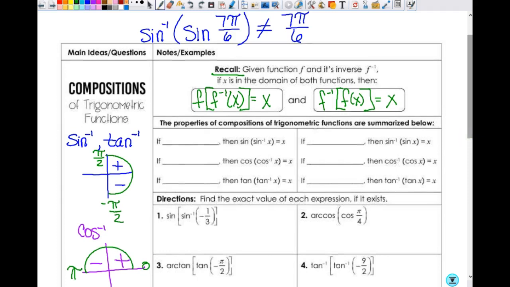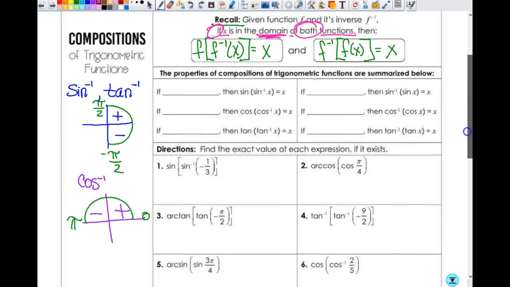However, look at what I wrote up here. Isn't this the function inverse of the function of x? And I said it doesn't equal x. That's because there's some words up here. It says, given function f and its inverse, f inverse, if x is in the domain of both functions, then. So you see how sine of 7 pi 6 is not in the domain of both functions. Okay? It doesn't work that way. Because we can only go from negative pi halves to pi halves. Make sense? Yes, exactly. So it'll work for some of them. It doesn't work for all of them. Okay? You with me on that?